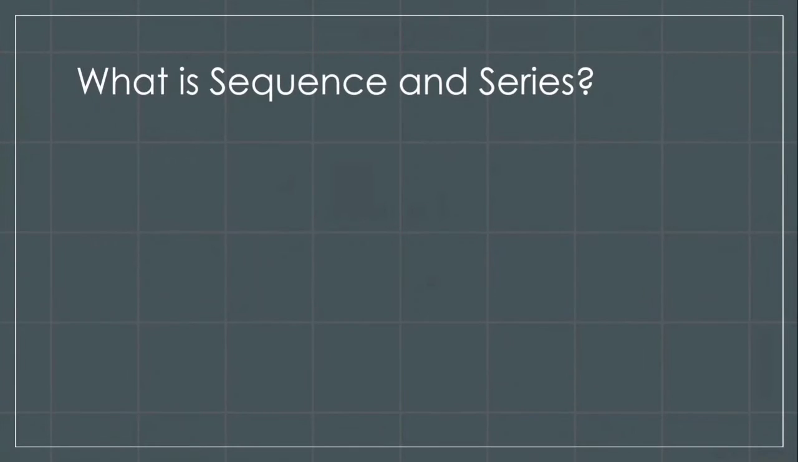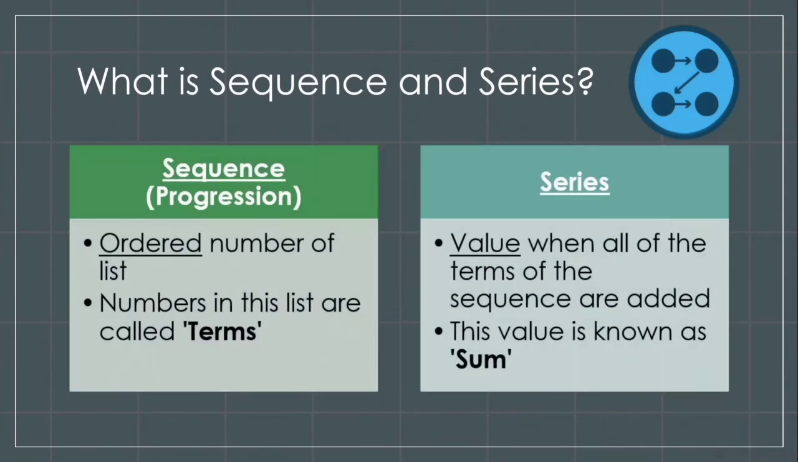What is sequence and series? A sequence, called progression in British, is an ordered list of numbers. Numbers in this list are called terms. For series, it's actually the value when all of the terms of the sequence are added. This value is known as the sum.